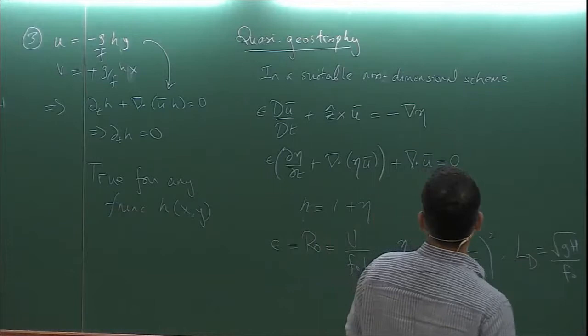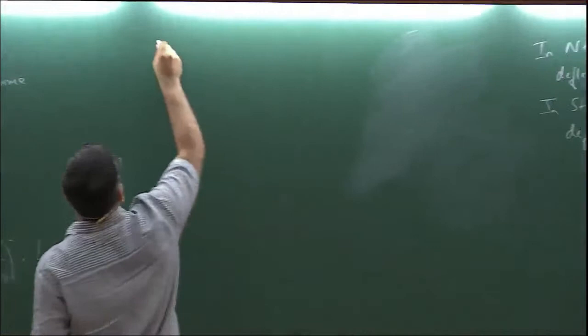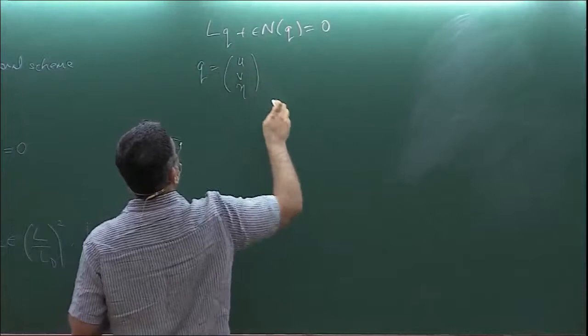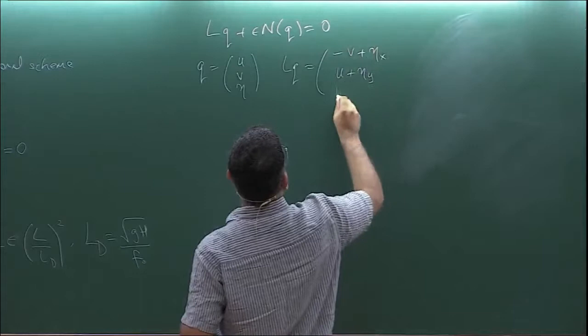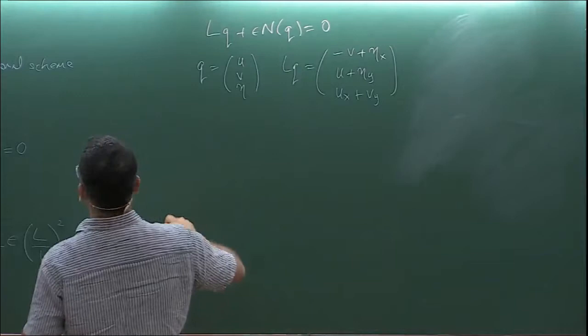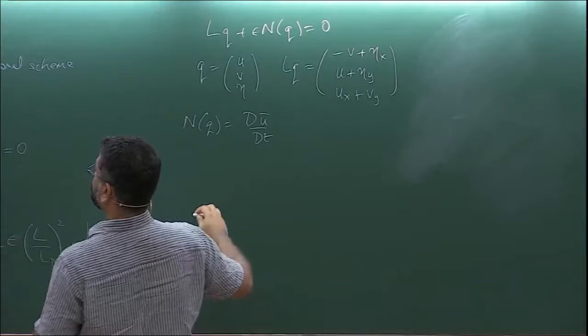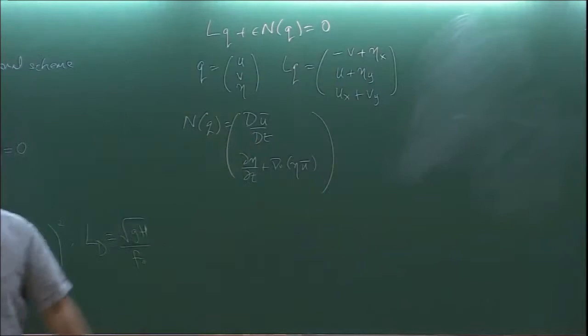so this set of equations has a particular form, where Q is (u, v, eta), LQ is (minus v plus eta_x, u plus eta_y, u_x plus v_y), and N of Q is (du dt, d eta dt, divergence of eta u). Note there are two components in the first one. Everything is the same length.